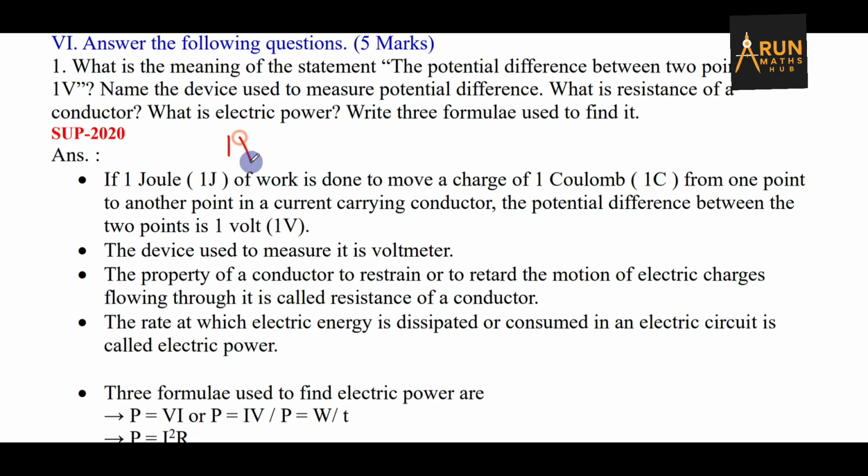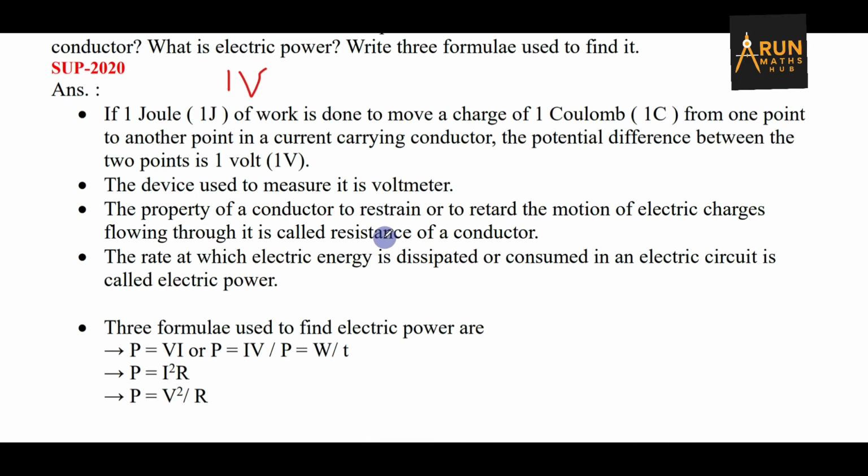One volt is nothing but 1 joule of work done to move 1 coulomb of charge from one point to another point in a current carrying conductor. The potential difference is said to be 1 volt. What is 1 volt? If 1 joule of work is done in moving 1 coulomb of charge from one point to another point in a current carrying conductor, the potential difference between the 2 points is said to be 1 volt. The device used to measure the potential difference is voltmeter.